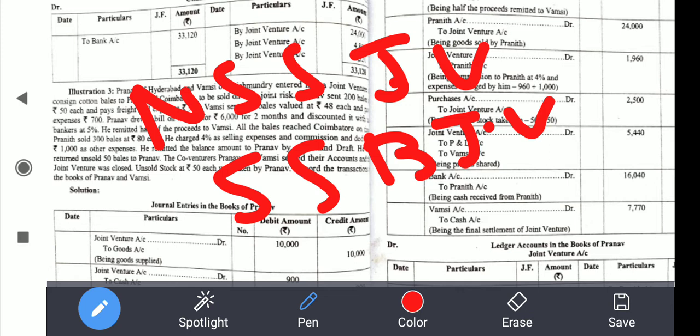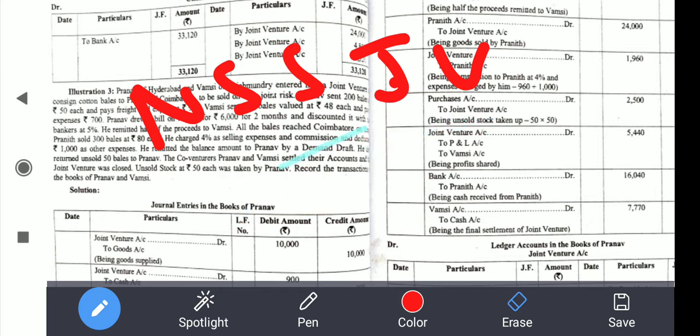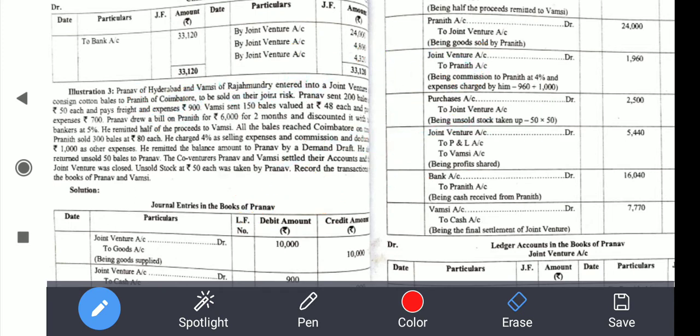The first one is no separate set of books maintained for the joint venture. That means all the co-ventures maintain their own books. Under this method, two problems are completed. Today we will focus on one more problem on the no separate set of books method in joint venture account. First read the problem, then I will do it.